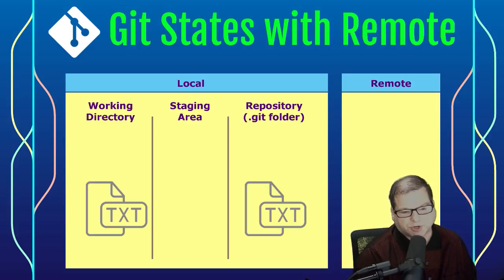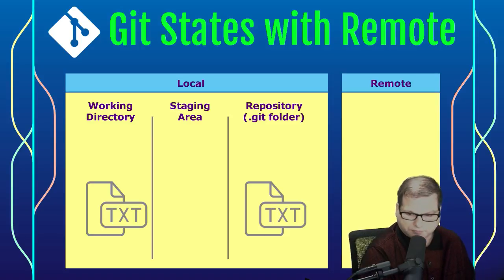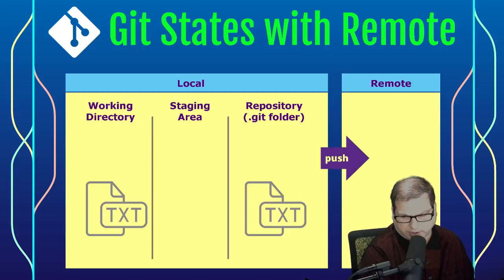So this is where we currently are. We have our changes in the working directory and the Git repository. Of course, the staging area is clear right now because there's nothing pending there. We need to use Git's push command to send our changes up to GitHub.